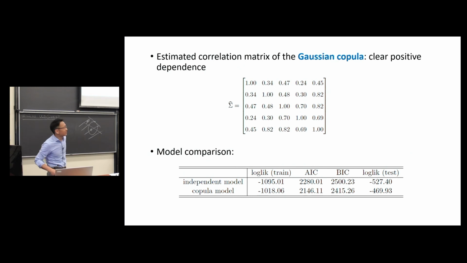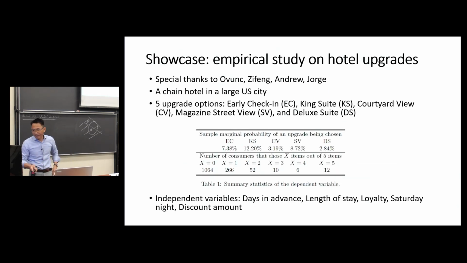If they're independent, you only have the diagonal numbers. Okay. Right. Enforce that. Yeah, sure. Because here we have five upgrade options: early check-in, king suite, view. They are all upgrade options. If you like one, you like the other.